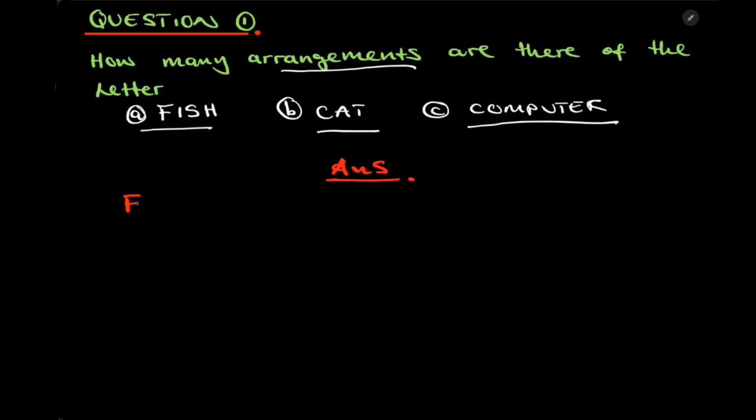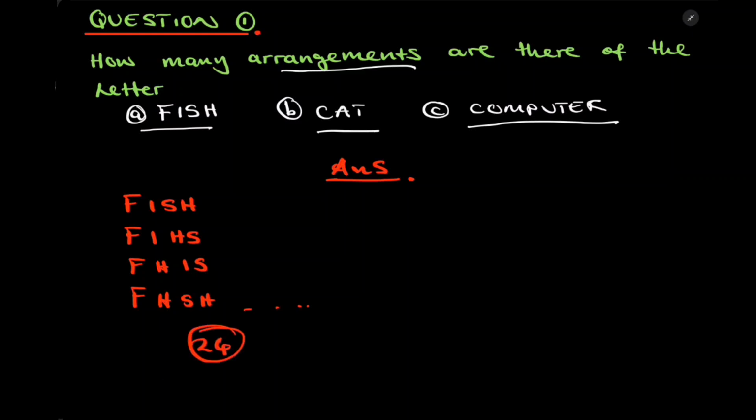For fish, we can first arrange it this way. The second arrangement can be F, where we interchange the 2. The other one can be F, where we say H, I, S. We can have F, H, S, I, so on and so forth. So you end up with a list of 24 as your list.